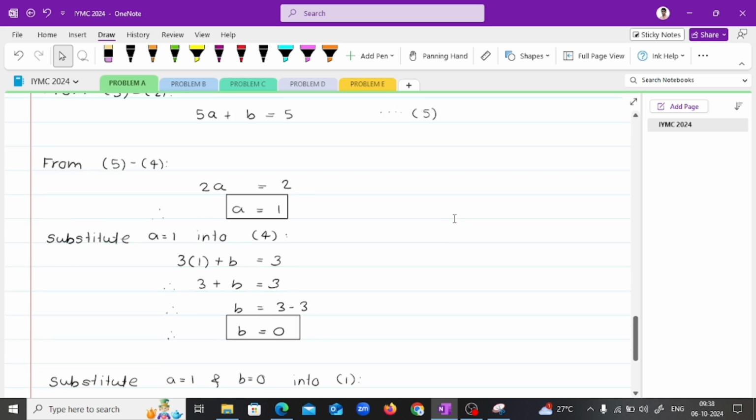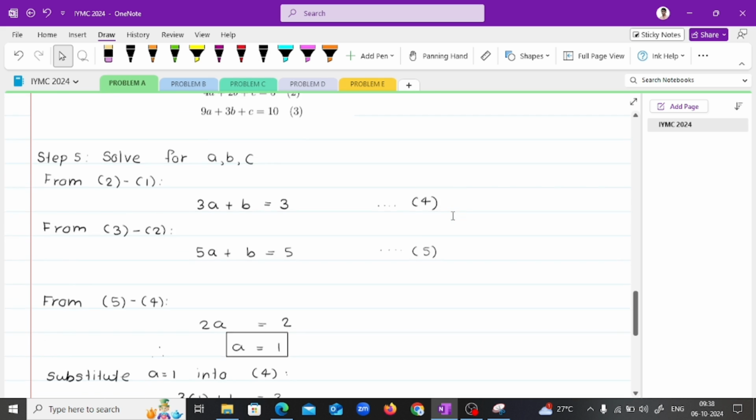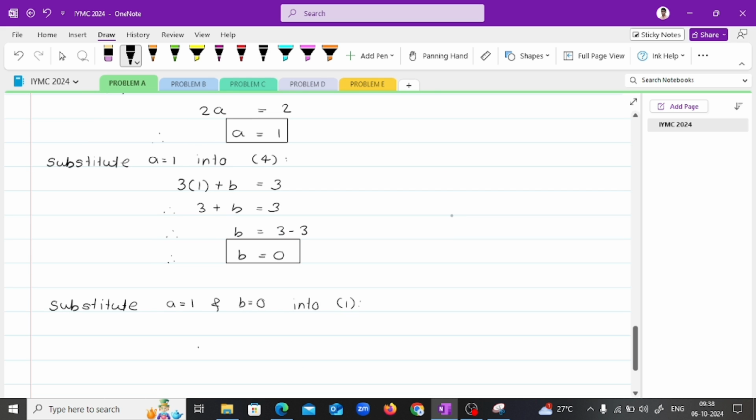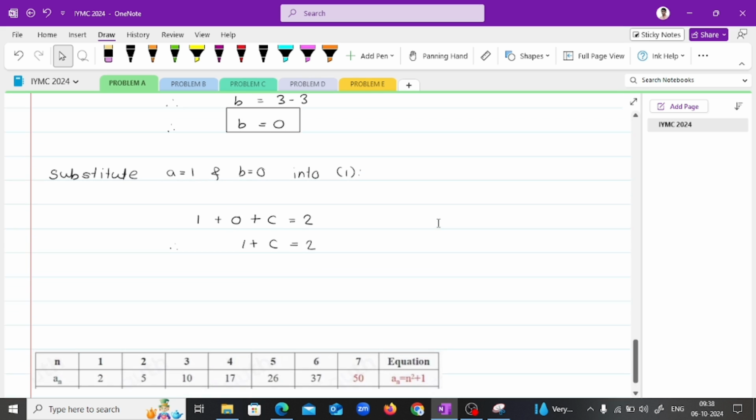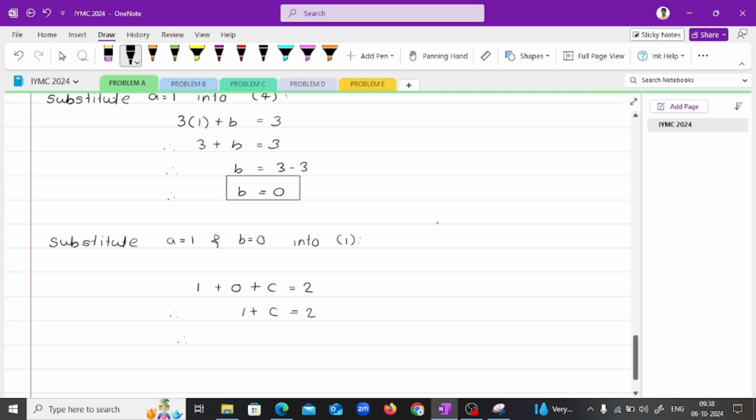So equation number 1 is what? a plus b plus c is equal to 2, right? So if I substitute a is equal to 1, b is equal to 0, the equation will become 1 plus 0 plus c is equal to 2, and therefore 1 plus c is equal to 2, and therefore c is equal to 2 minus 1, and therefore c is equal to 1.